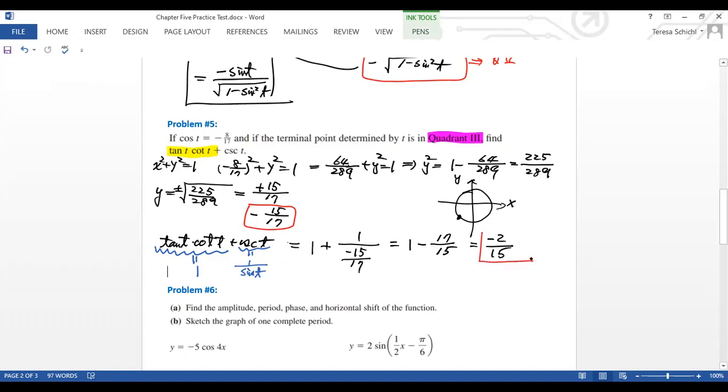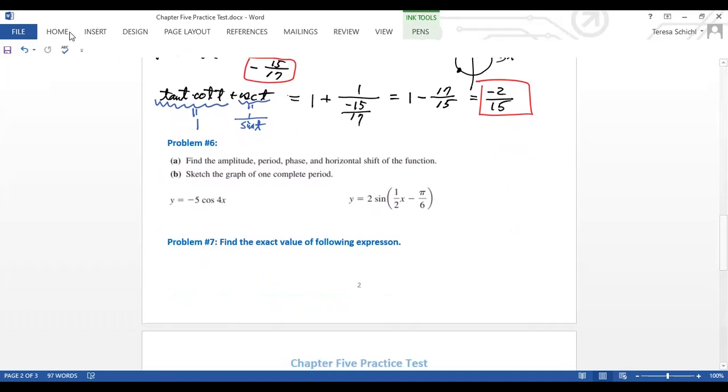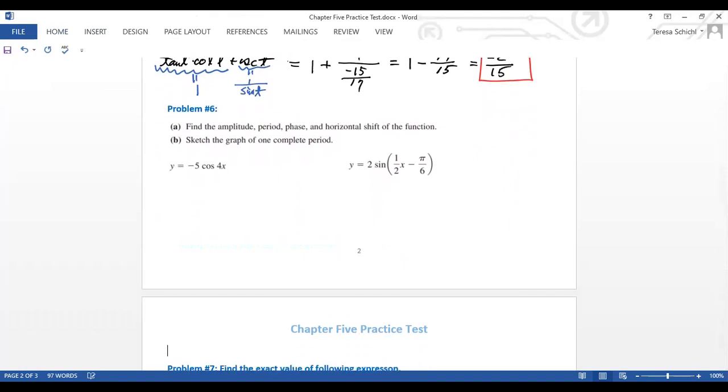All right, now let's take a look at problem number 6 here. This is the one we talked about before, about the functions here. So let's see what they want us to find. They want to find the amplitude, period, phase, and the horizontal shift, right?